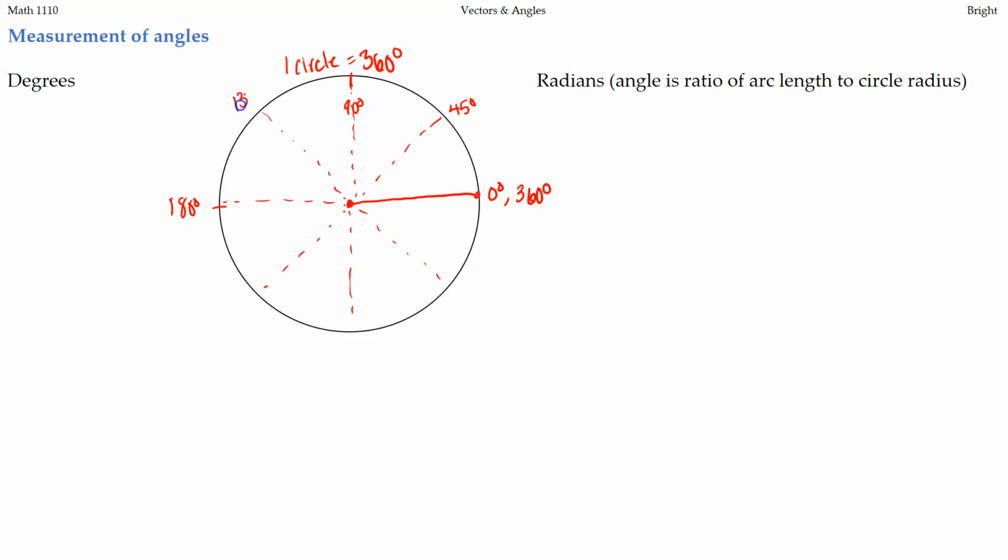So this is 135 degrees. This is going to be 270 down here. This is going to be 225 degrees and 315 degrees. Okay, so just to give you a rough idea where each of these things are.